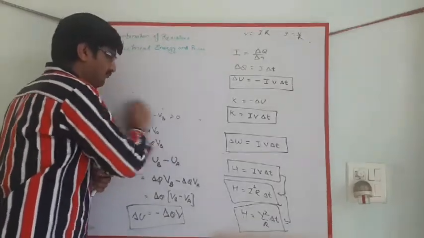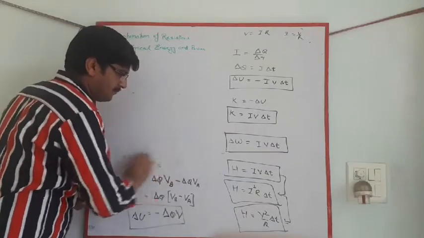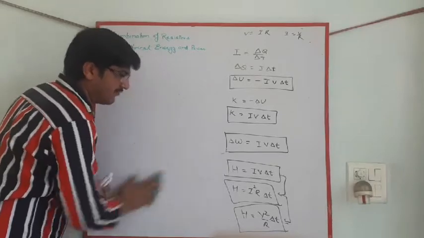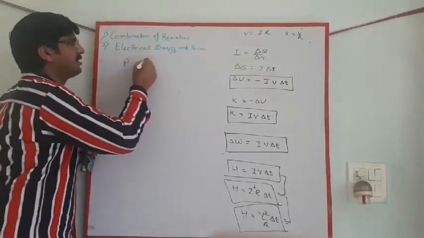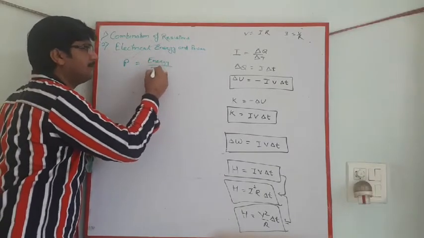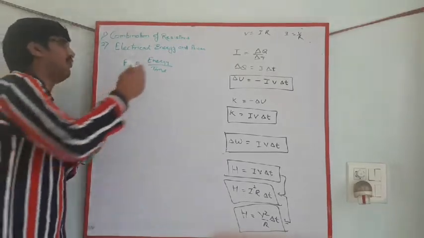So if you have the energy, then power is simple. Rate of doing work is called power. The rate at which work is done is known as power. Power is equal to energy upon time, energy upon time or work done upon time.